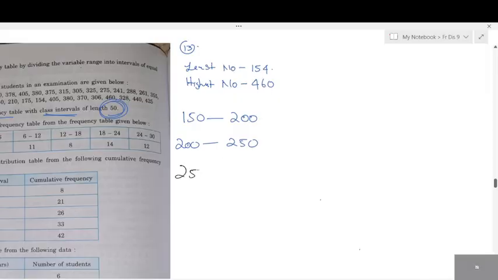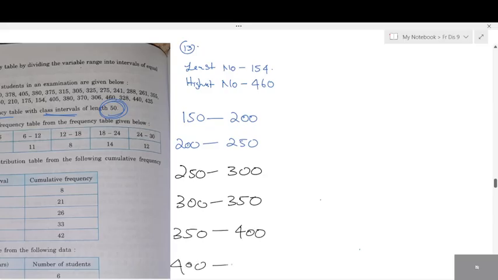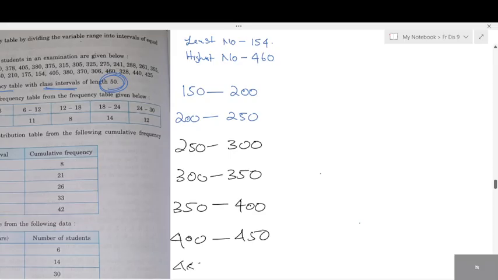250. Next, 250 to 300. 300 to 350. Up to what number I have to write? Up to which one? Tell me. 460. 450 to 500. Now, what will you do here? This is class interval, students. Class interval. Next. What's the next one?